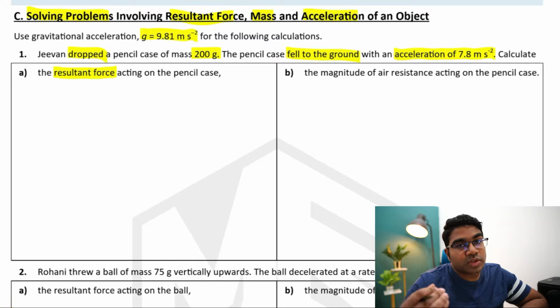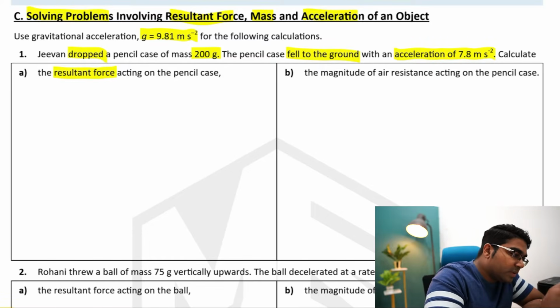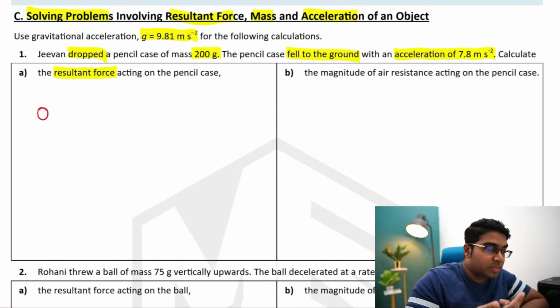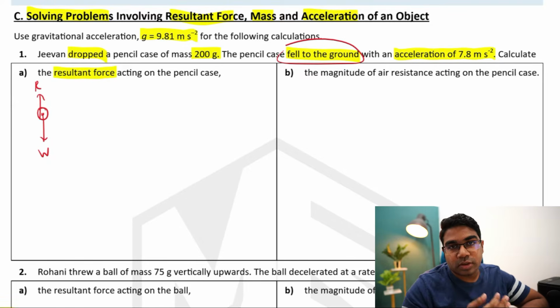Whenever forces and motion is involved, I always advise my students to draw the free body diagram first. You can always represent the object as just a circle. Let's label all the forces acting on the object. First, of course, we have the weight. And then, since the object is falling down, there is air resistance as well in the opposite direction. And those are the only two forces acting on the object. Next, it's important to label the direction of acceleration.